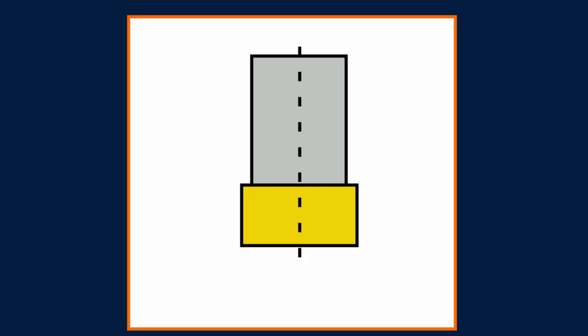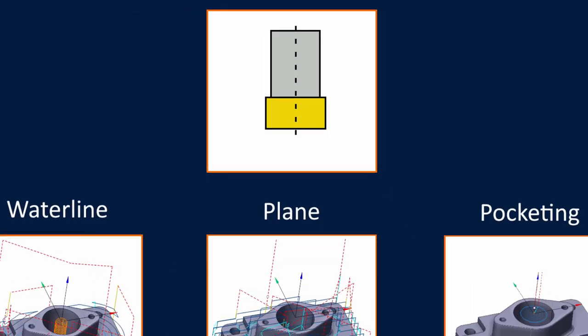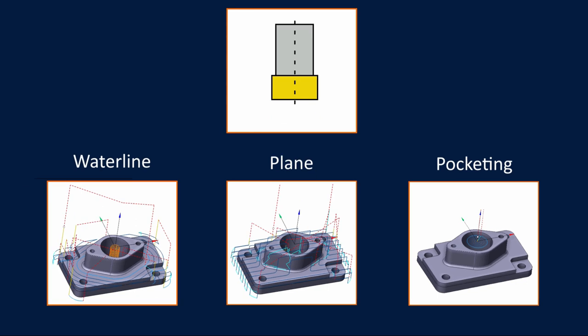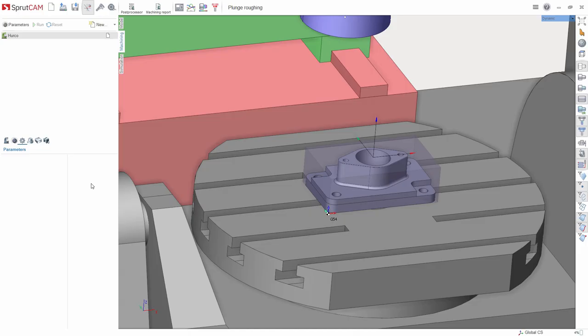Hello. In this video, we'll see plunge roughing. Plunge roughing is a type of milling in which the toolpath passes along the tool axis and machining takes place with its end part. This machining is available for waterline, plane and pocketing. The type of the selected operation as a basic one will determine the path of plunge machining.